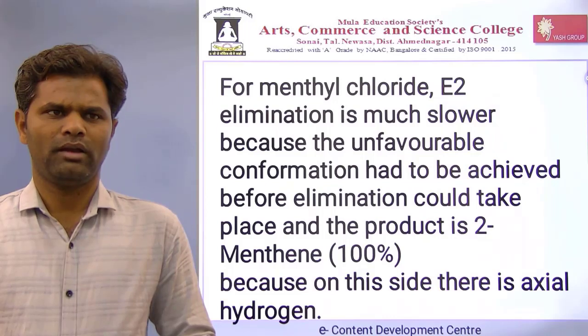For menthyl chloride, E2 elimination is much slower because the unfavorable conformation has to be achieved before elimination can take place, and the product is 2-menthene 100% because on this side there is an axial hydrogen.